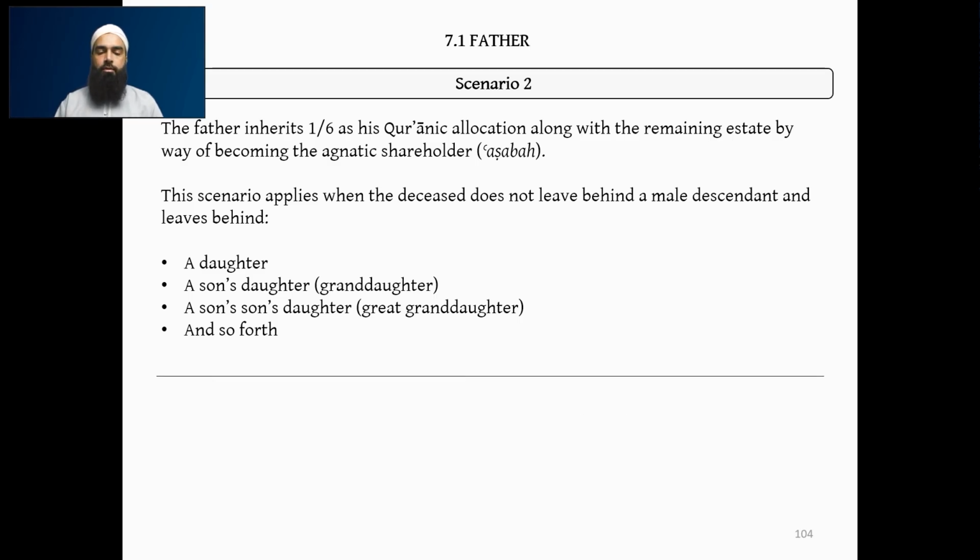So let's do a scenario. We have daughter and father. What happens here in this scenario? So to reveal the answer, the daughter gets her 1/2, half share, and the father gets the same as above, 1/6 plus asaba, plus the agnatic share.